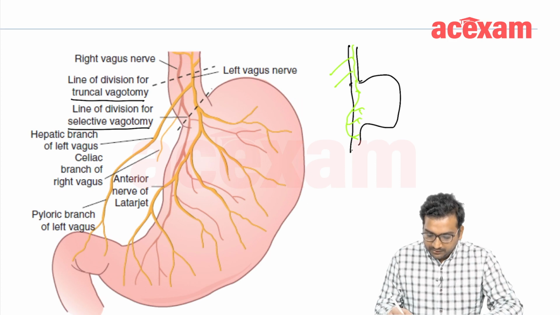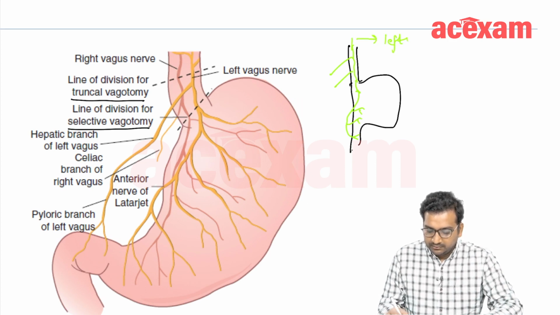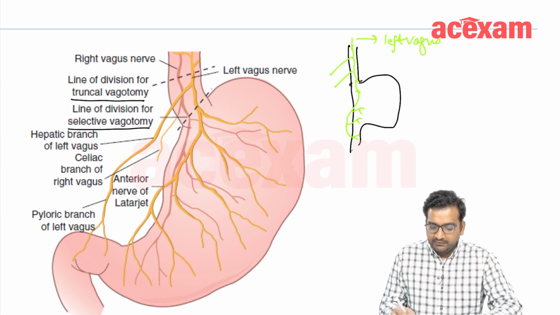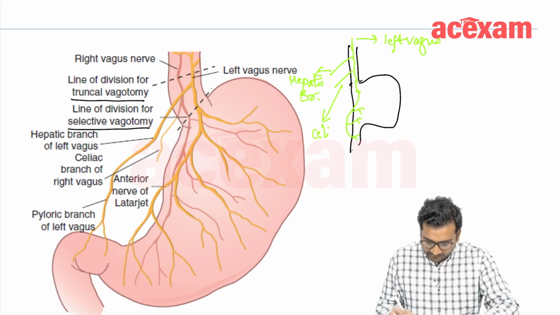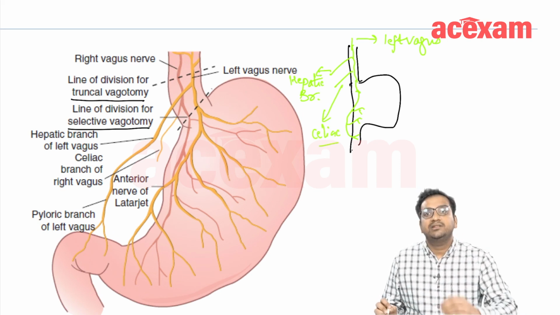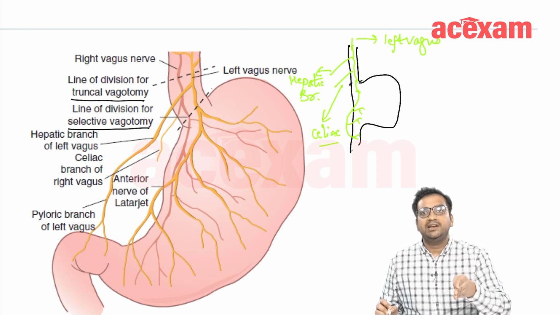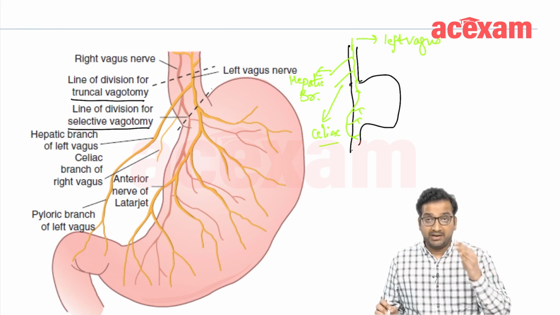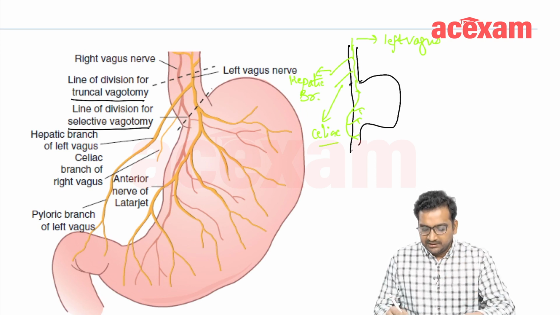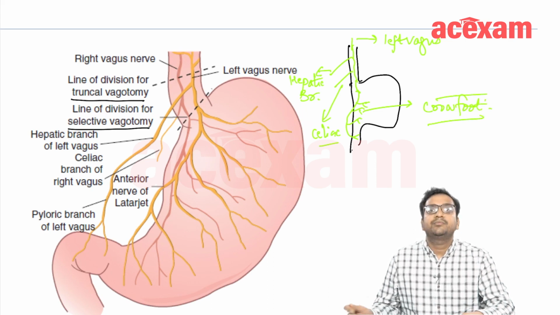Suppose this is the left vagus. It gives branches: the first branch is to the liver, the hepatic branch. Then the second branch is towards the celiac axis, the celiac branch. So the left vagus comes directly as a trunk, gives the hepatic branch, then the celiac branch, then it divides and gives multiple branches into the stomach as a crow's foot. The crow's foot is the terminal branches of the vagus.